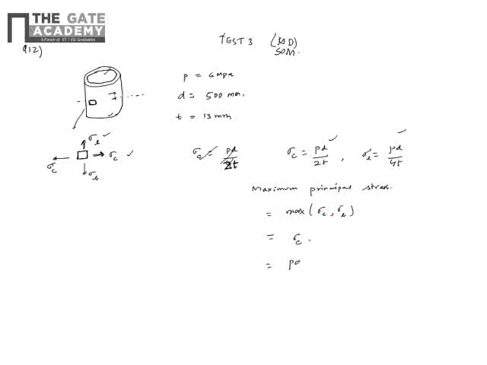So this is PD by 2T, which is pressure 6 MPa, diameter 500 by 2, thickness 13. So mm gets cancelled, you will get everything in terms of MPa. So 115.38 MPa. So the answer is 115 MPa. So this is fairly a simple problem. Answer is B. Thank you.